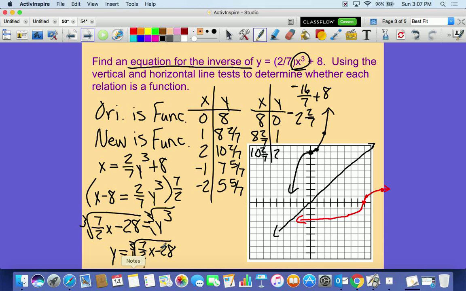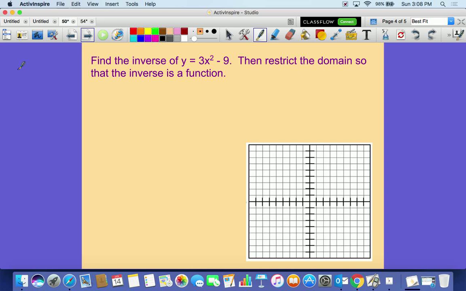Alright, and this would be the equation that answers our problem here. Alright, next problem. Find the inverse of y equals 3x squared minus 9.